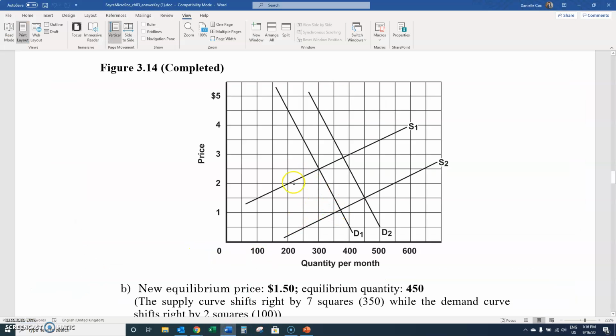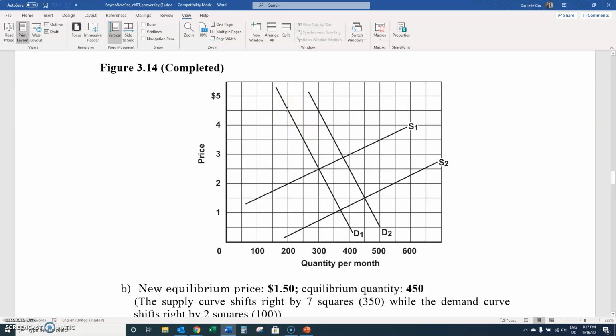Let's go back to the solution. So just for example, this is D1, our original demand curve. The demand increases by 100. So you're better off finding somewhere on this line, a few points where it exactly crosses the line, like here, here, here. That way you can see exactly where it is.